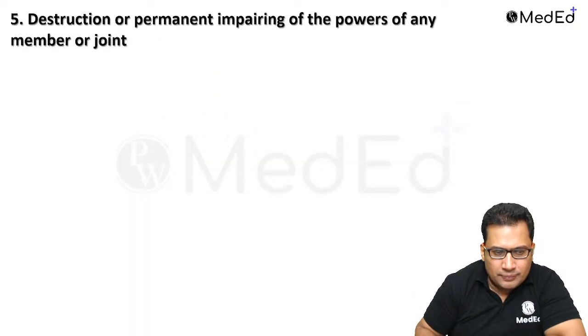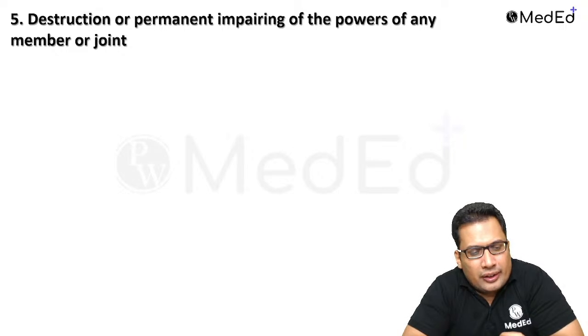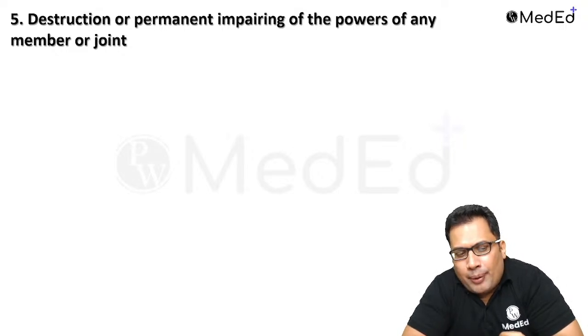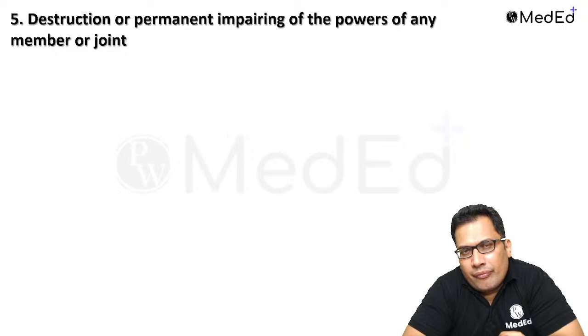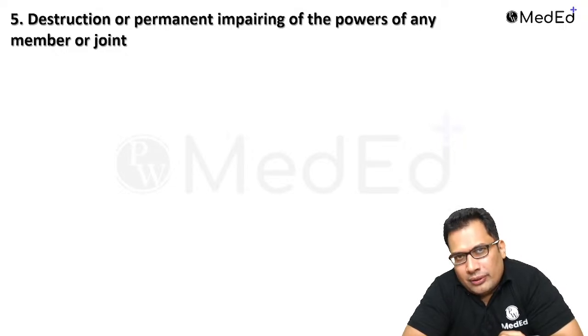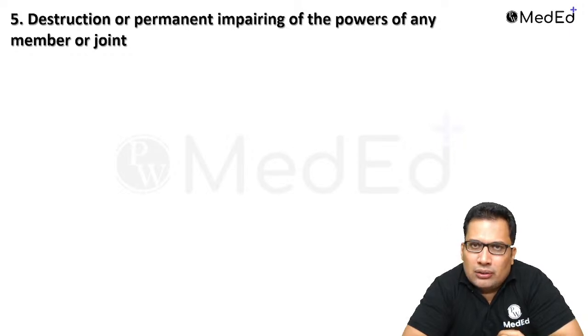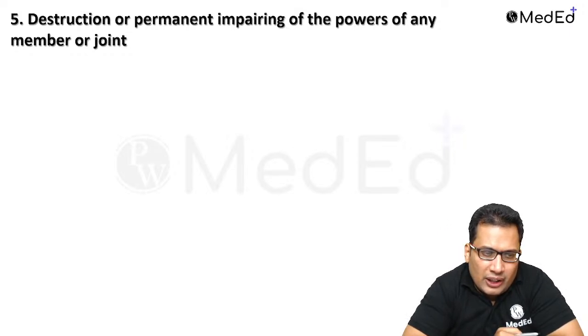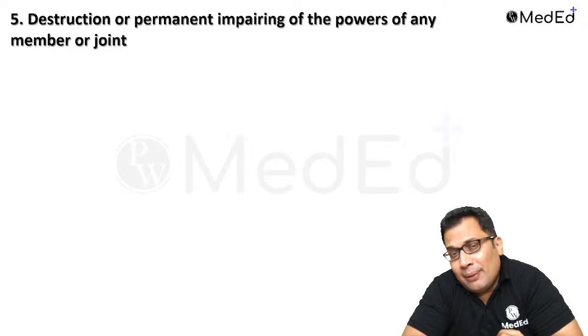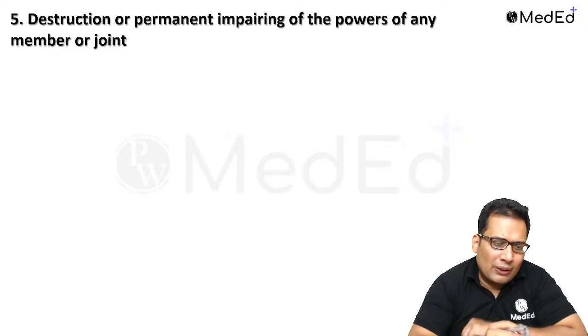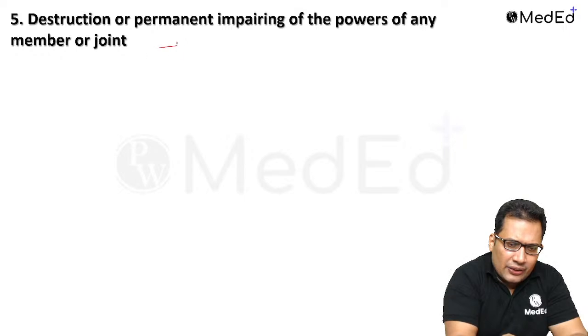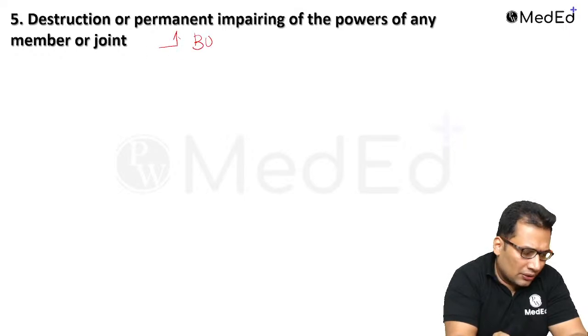The 5th clause, destruction or permanent impairing of power of any member or joint. So, for example, joint destruction because of road traffic accident, or knee joint dislocation because of assault or road traffic accident. One good example you need to write like this: bone contracture.